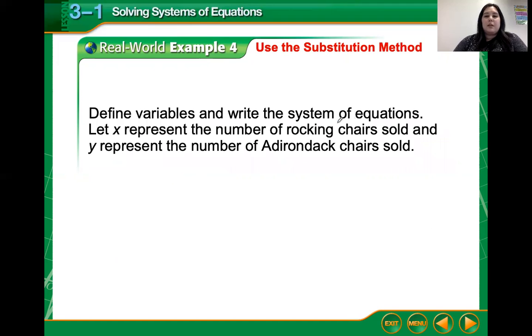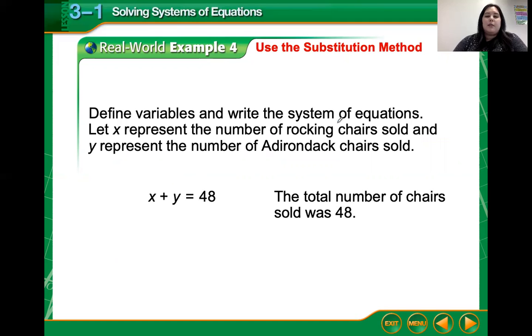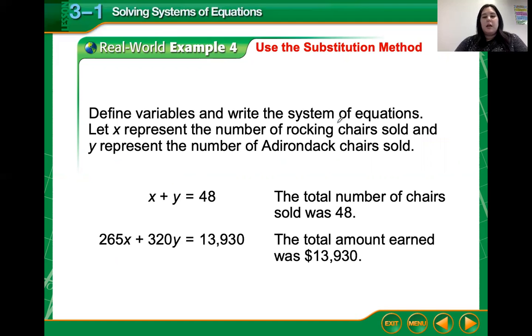So we're going to let X be the number of rocking chairs, Y be the number of Adirondacks. So we know we sold 48 total, so X plus Y equals 48. And we also know the amount of money earned was $13,930. And we know that a rocking chair is $265 and an Adirondack is $320.